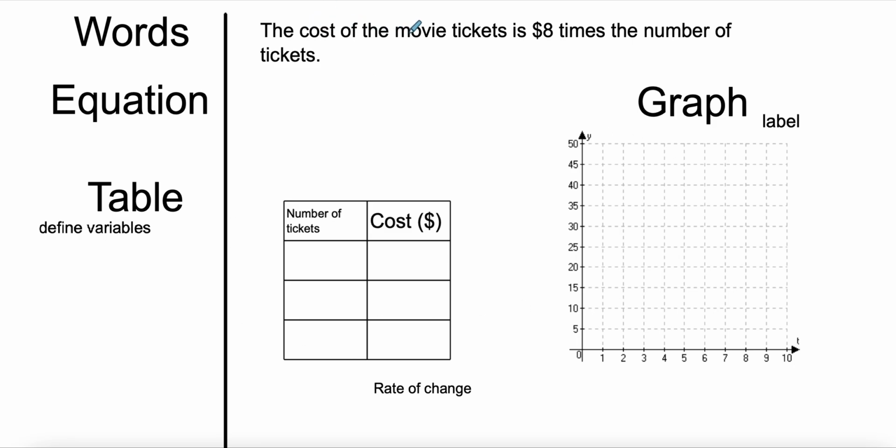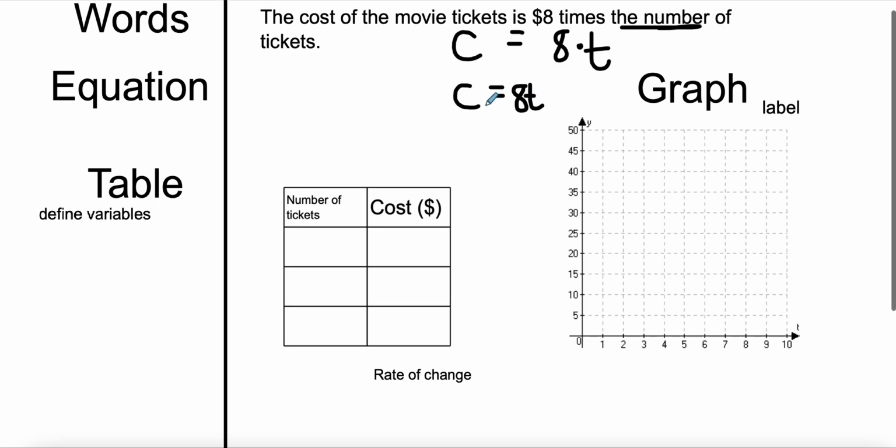So the cost of a movie ticket is your equal sign. So the cost of the movie tickets, we'll use C for cost, is $8 times the number of tickets. Well, we don't know how many tickets there are, so we end up with C equals 8T. So there's our equation. So let's define our variables. T will be the number of tickets, and C will be the cost.